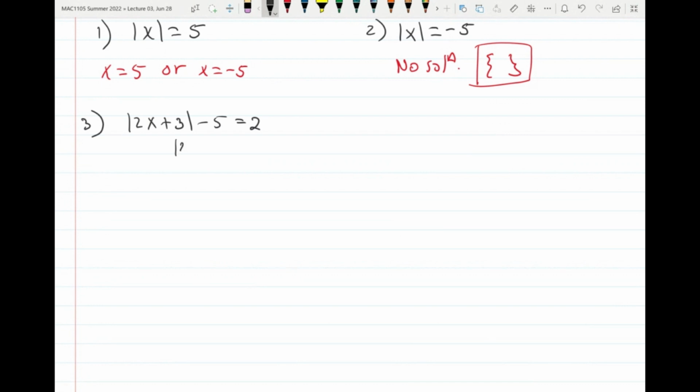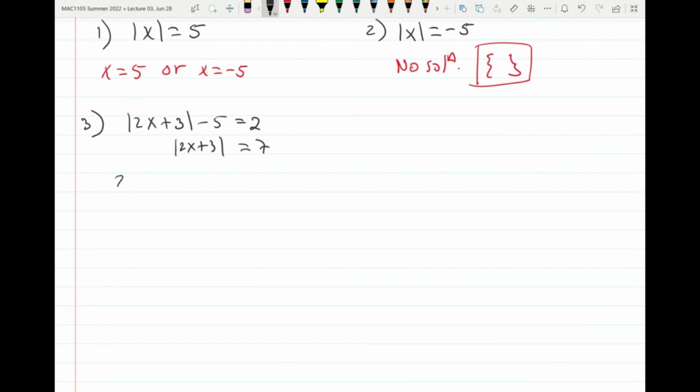So from here we get that the absolute value of 2x plus 3 equals 7. Now, the way to think about this is that 2x plus 3 is some expression, which, when x has a value, will be a number. And what we're saying is that the absolute value of this must be 7. So there are only two possibilities for the stuff inside. What are they? It's either 7 or negative 7. There is no other choice.